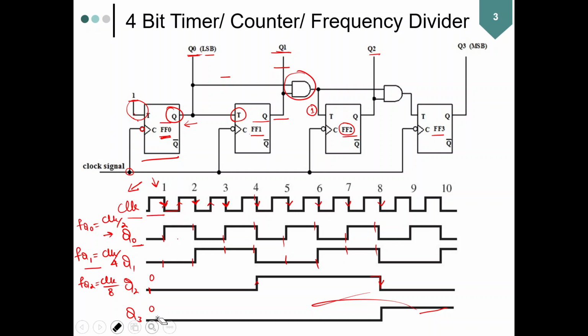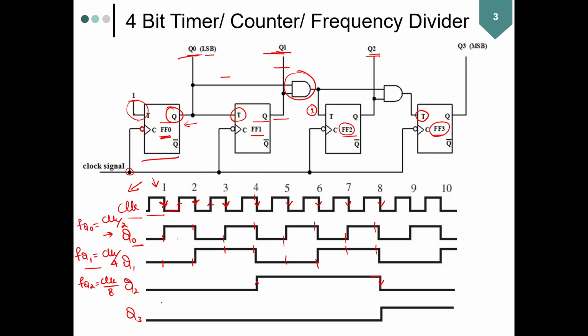Okay, so you can continue with the same argument for flip-flop 3, just by considering that it is driven by the AND input from Q0, Q1 and Q2, which means that its input is going to be 1 only once all of Q0, Q1 and Q2 are 1. By that you can actually verify that this waveform is correct.